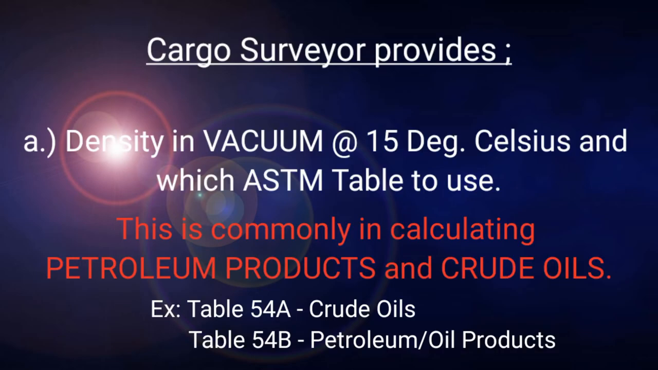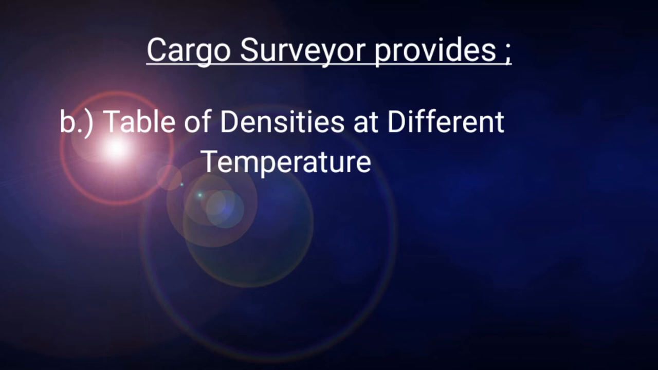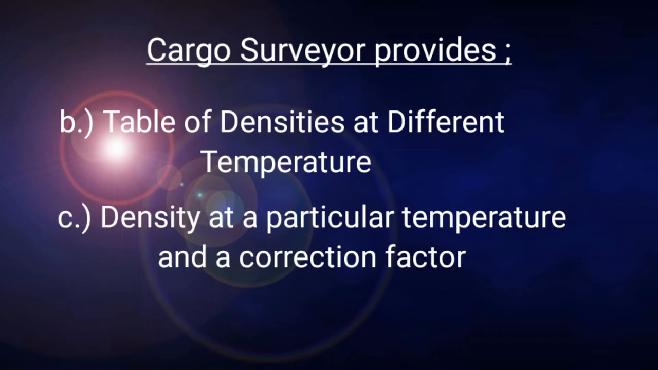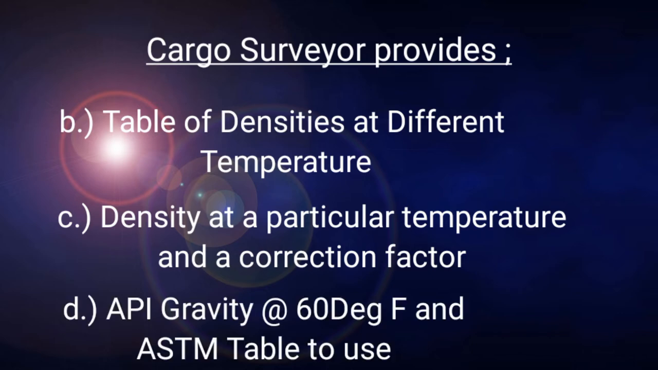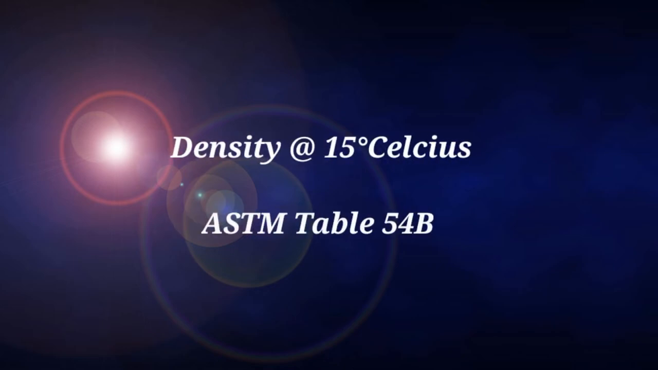Cargo surveyors sometimes provide density in vacuum at 15 degrees Celsius and the ASTM table to be used. This is commonly used in calculating petroleum products and crude oils. Sometimes they provide a table of densities at different temperatures, or density at a particular temperature and a correction factor, and sometimes API gravity at 60 degrees Fahrenheit and the ASTM table to be used. These procedures are most common on board chemical tankers. In this video, we will focus on using the density at 15 degrees Celsius and ASTM table 54B.